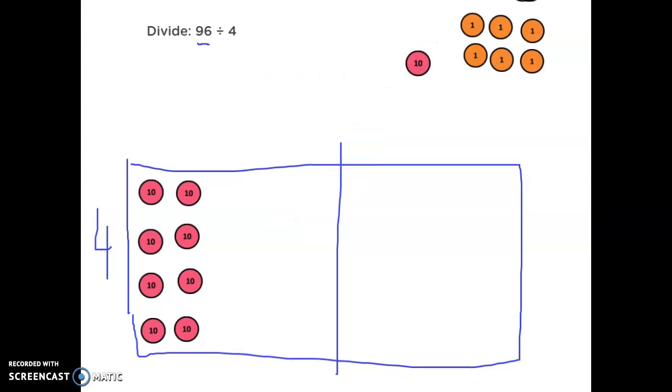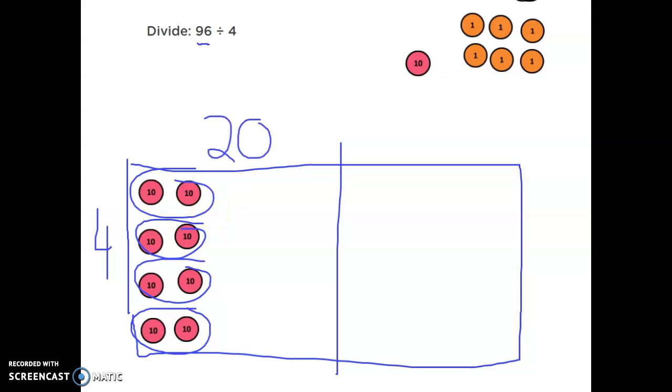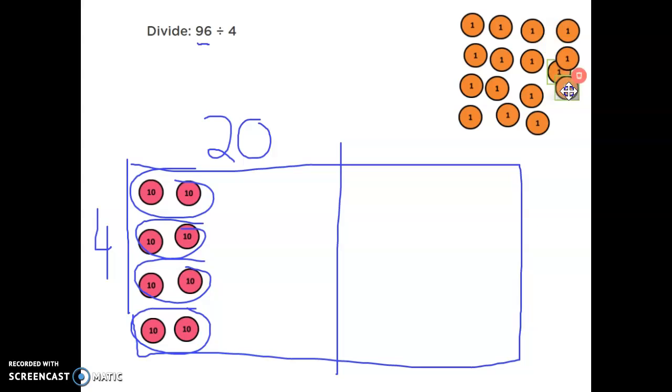So right now I'm going to count how many tens I could fit in each of my groups of 4. If I look inside each group, I had 2 tens, so my answer there is 20. Now with my other 10, I'm going to have to put it over with my ones to make my equal groups of 1. So I'm going to regroup that 10 for 10 ones. 1, 2, 3, 4, 5, 6, 7, 8, 9, 10.